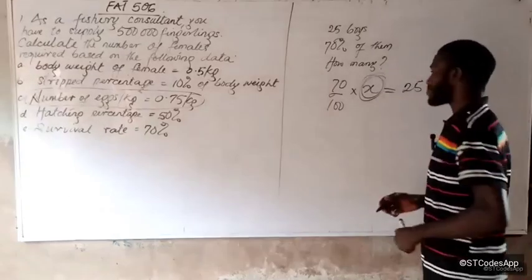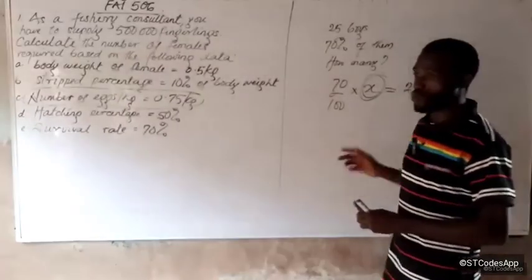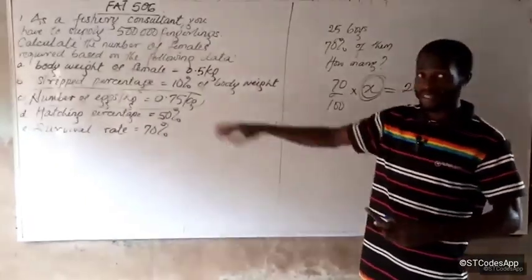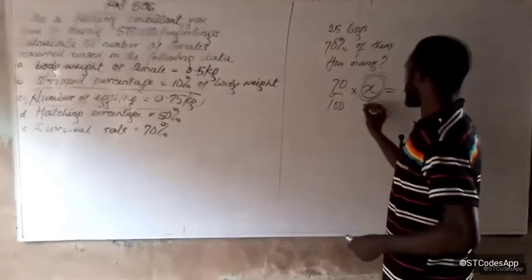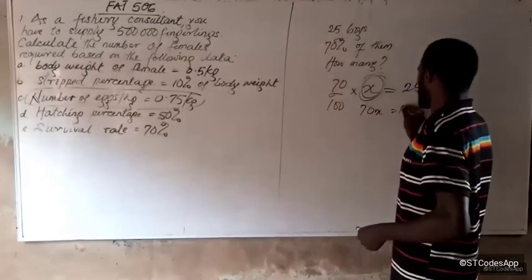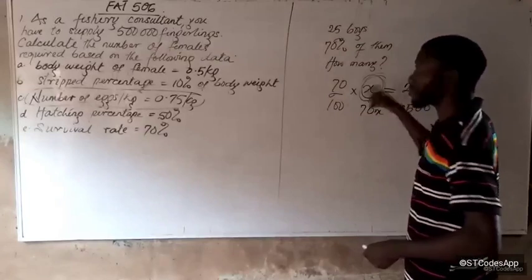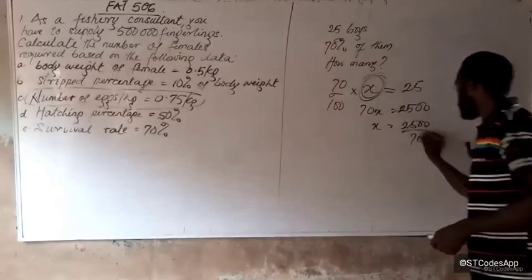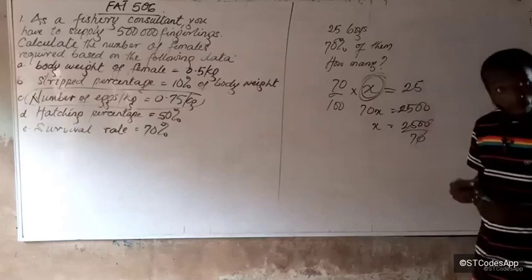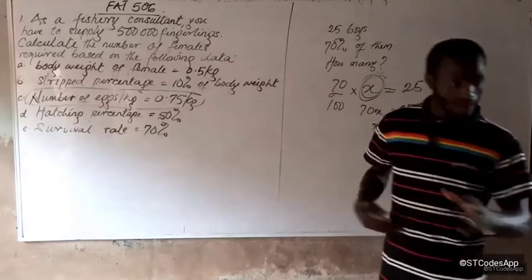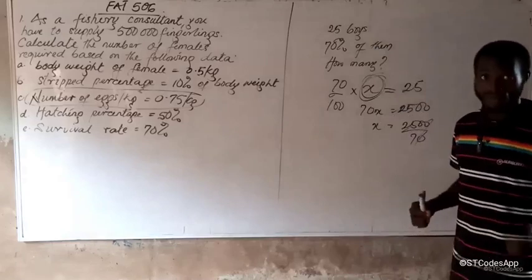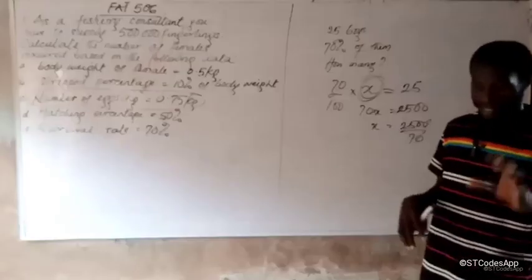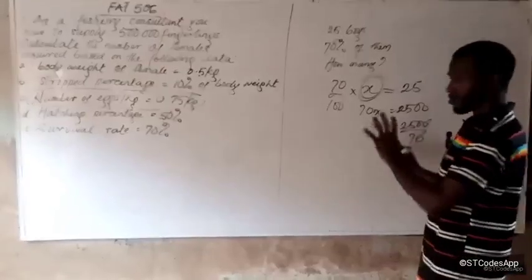I'm going to solve it in 2 ways, because those 2 ways are going to help us understand this. So we have 70x is equal to 2500, isn't it, when you multiply. So x is equal to 2500 over 70, and then you solve. Because I don't have a calculator here, I've already solved the questions and snapped them here so that I can go quickly.